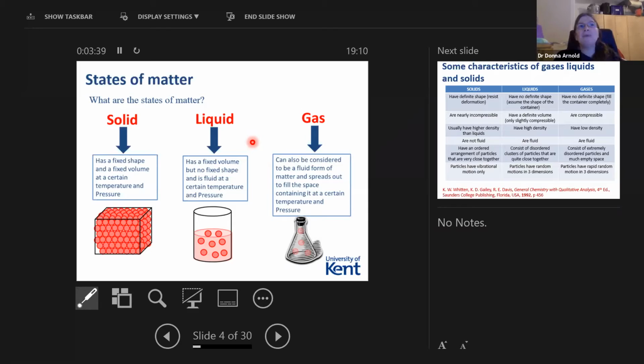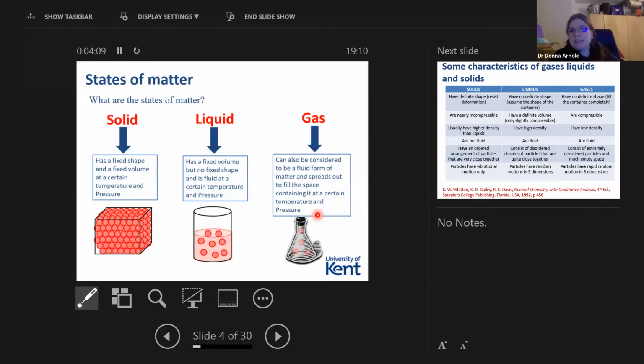If we now think about gas, well, we know that it's also fluid. It moves around. We can't see it as much, but we can move it around. And it spreads out to fill whatever space it's in. So it no longer has this fixed volume and it no longer has this fixed shape. So it will spread out to fill the container. So if I put it in a stoppered conical flask like I have here, it will have this volume, but if I take off the stopper, it's going to expand and it will have the volume of the room.